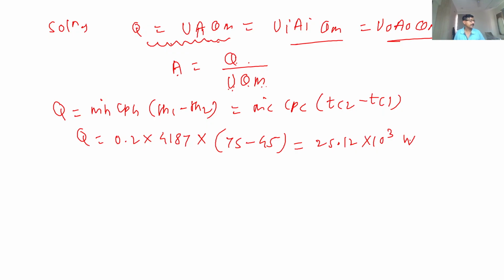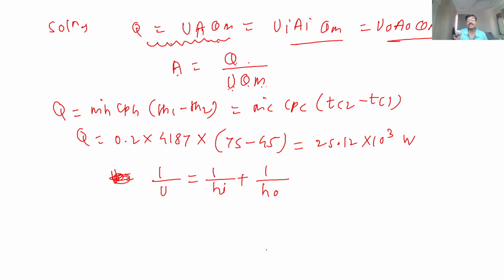Okay, I got it. Now the next target, I need to get U. So in the last problem I already told, if the dimensions of the heat exchanger tubes are not given, the overall heat transfer coefficient is calculated by the formula 1 by U equals 1 by Hi plus 1 by Ho. What is the meaning of Hi? Heat transfer coefficient on inside, and Ho means heat transfer coefficient on outside.